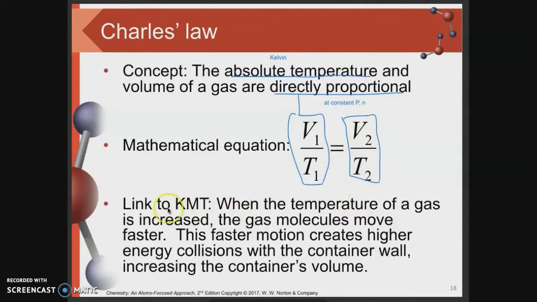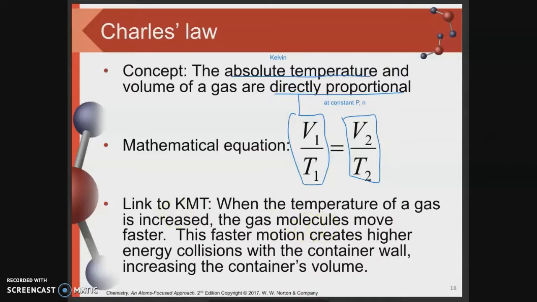And taking this back to kinetic molecular theory, again, it should make sense. We're increasing the temperature, so the gas particles are moving faster, they're going to collide more frequently with the container wall, and that's going to cause the walls of the container to expand to account for that extra energy.